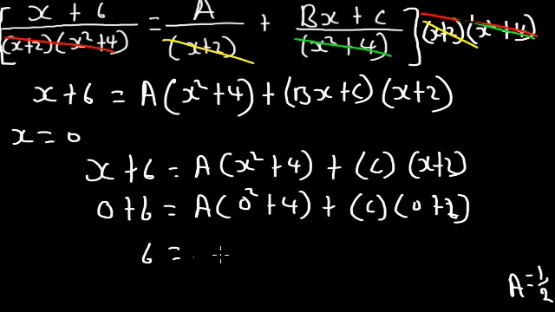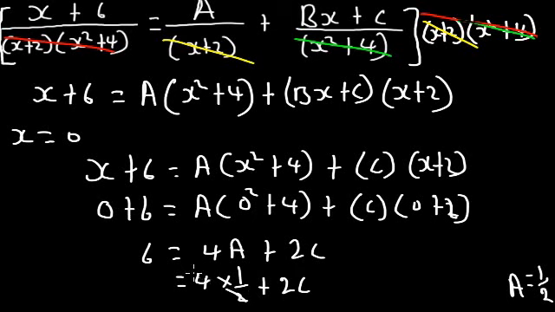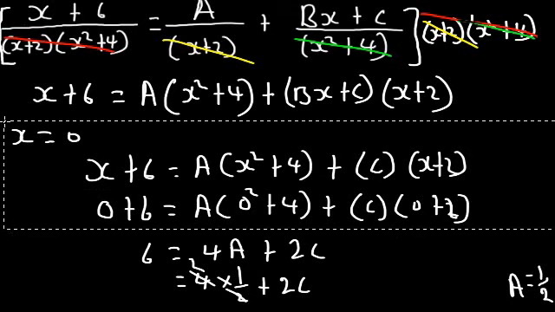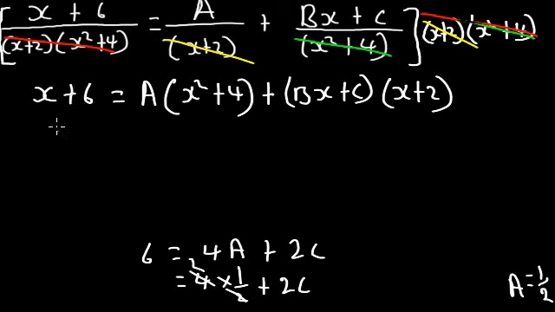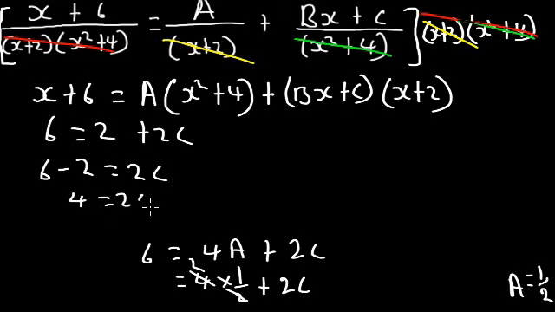Simplifying forward, we have 6 equals 4a plus 2c. A is 1 half, so 4 times a half, plus 2c. And 2 reduces 4 all the way to 2. Then we should have, I'm creating more space, 6 equals 2 plus 2c. Subtracting 2 from both sides, 6 minus 2 equals 2c, and 4 equals 2c. Dividing 4 by 2, c eventually results in 2. So c equals 2.